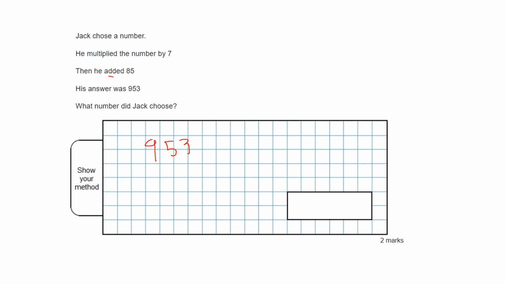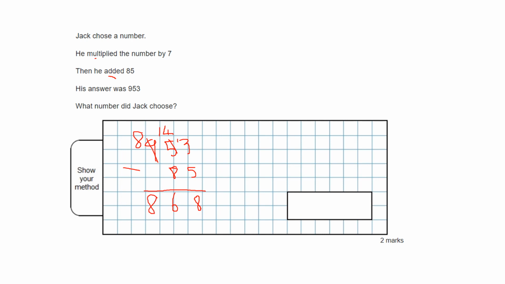Instead of adding 85, I'm going to take it away. 3 take away 5, I know I can't do. So I'm going to take from the 5, turn that to a 4. 13 take away 5 is 8. 4 take away 8, I can't do. So I'm going to do 14 take away 8, which leaves me with 6, and 8 take away nothing is 8.